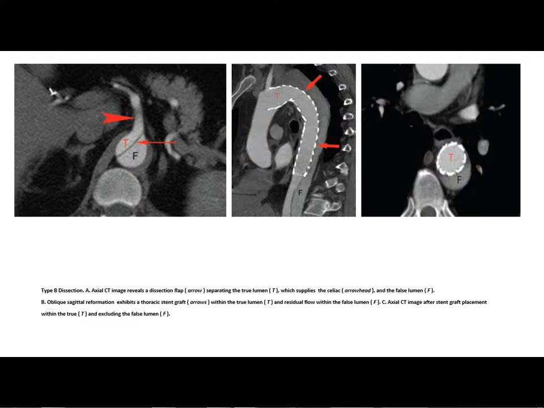The dissection will not extend because the pressure will be equal between here and here. They make holes in the intimal flap, fenestration, so that it all becomes like one lumen.